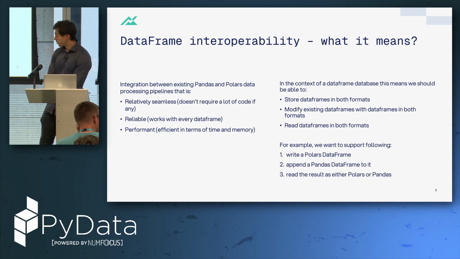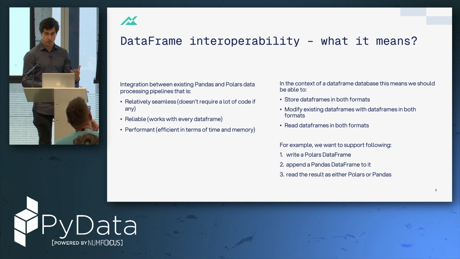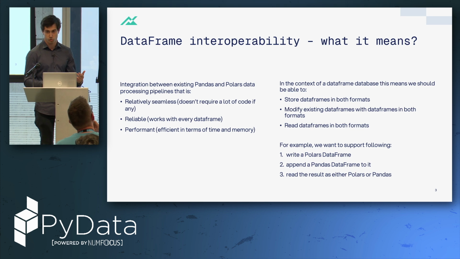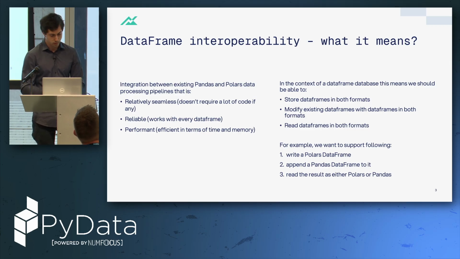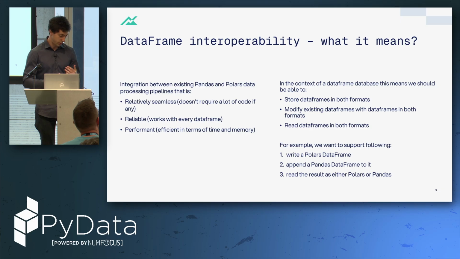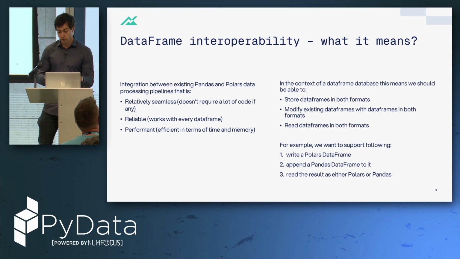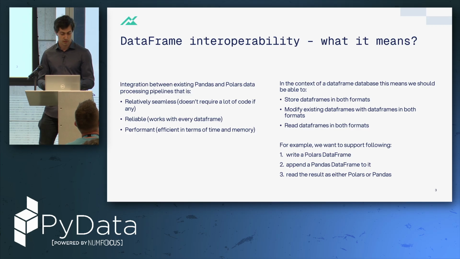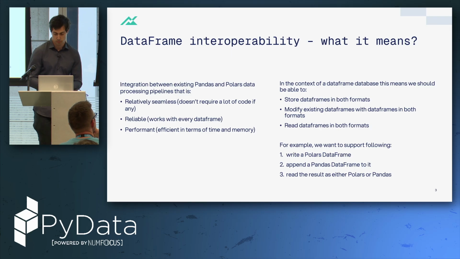So for a system to be interoperable between data frame formats, we want that to be relatively seamless, so without much code change, to be able to work with both pandas and polars formats. We want it to work reliably, so every data frame can be represented in both formats, and we especially want it to be performant, so efficient in terms of both time and memory.